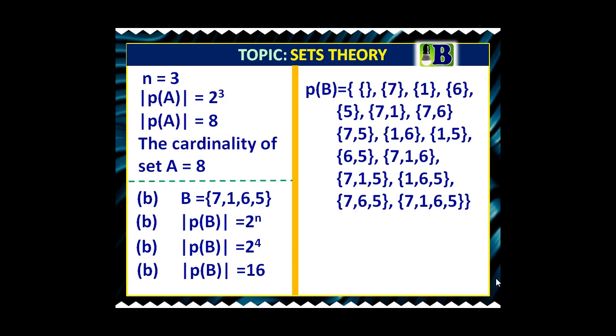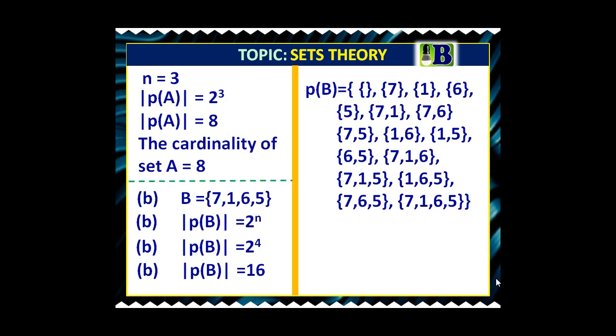Then you move to the next one: 1 and 6 will go together, 1 and 5 will go together, 6 and 5 will go together. Then after you are through with the 2, you combine in 3. So 7, 1, 6; 7, 1, 5; 1, 6, 5; 7, 6, 5.